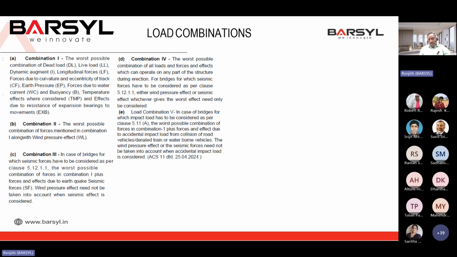So how does this need to be combined? There are combination rules, clearly indicated in the substructure code. There are different combinations 1, 2, 3, 4, and 5. In these different combinations, the different loads will be combined, its effect will be accordingly calculated, and the structure will be designed for the worst effect. Guidelines are also given on which load combination needs to be considered for the design. Based on that only we design the structure. So that is about the load combination.